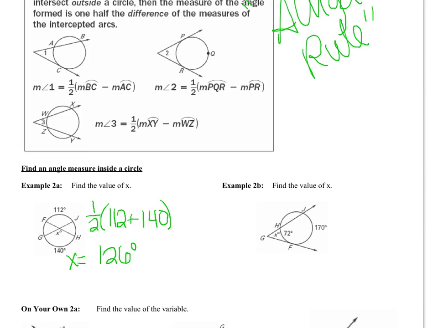This picture, looking at it, that's not a bow tie. It looks like an alligator. It looks like it's trying to eat it. So my angle here is going to be half of my big arc minus my small arc. So x equals half of my big arc, 170, minus my small arc, 72. So x equals 49 degrees.